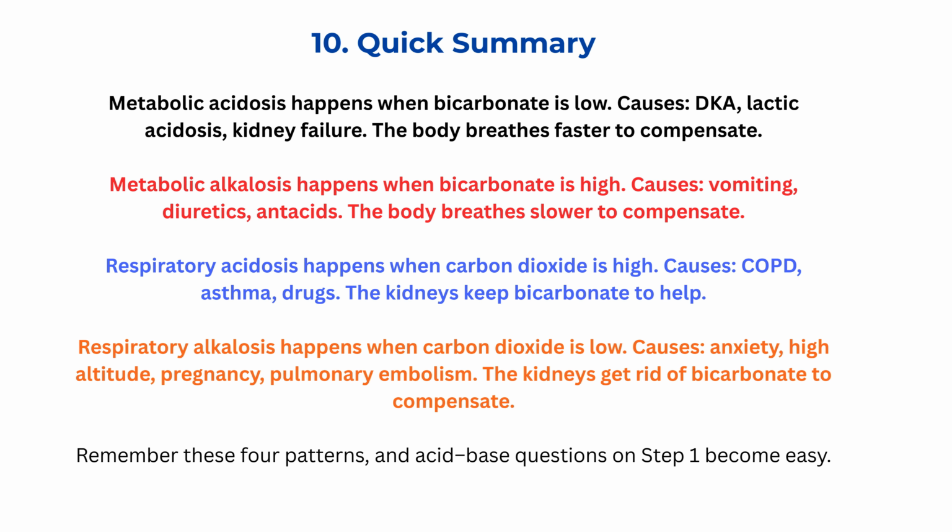Respiratory acidosis happens when carbon dioxide is high. Causes: COPD, asthma, drugs. The kidneys keep bicarbonate to help. Respiratory alkalosis happens when carbon dioxide is low. Causes: anxiety, high altitude, pregnancy, pulmonary embolism. The kidneys get rid of bicarbonate to compensate.